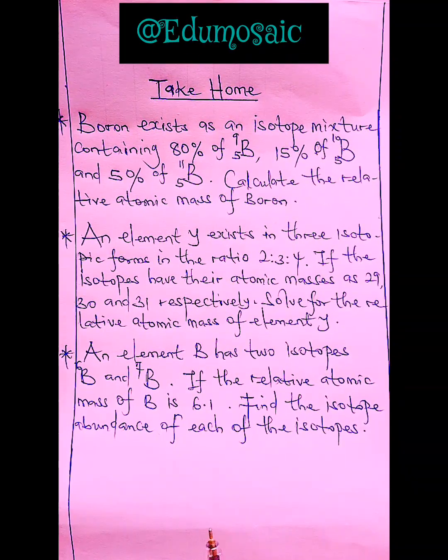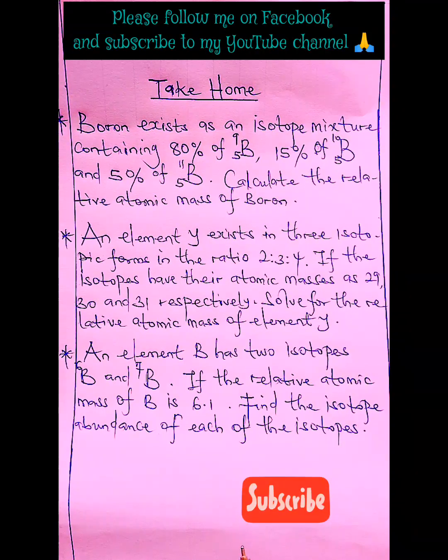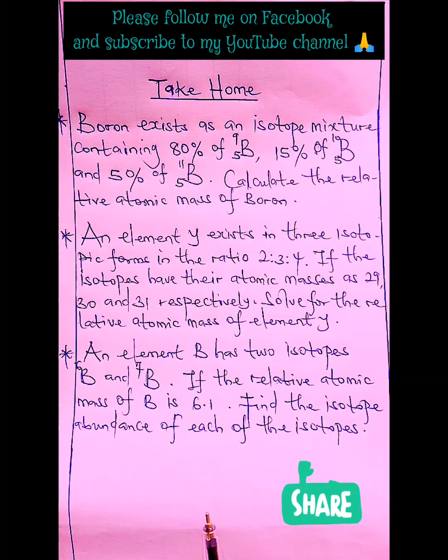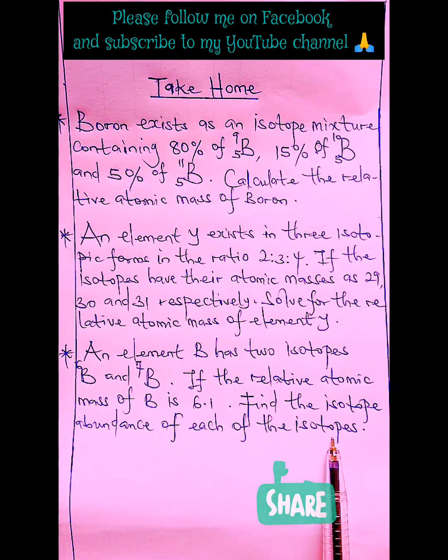The next question, an element Y exists in 3 isotopic forms in the ratio 2, 3 to 4, if the isotopes have their atomic masses as 29, 30, and 31 respectively. Solve for the relative atomic mass of element Y. Now the very last question, an element B has 2 isotopes, that's B6 and B7. If the relative atomic mass of B is 6.1, find the isotopic abundance of each of the isotopes. All those questions are very simple and direct.